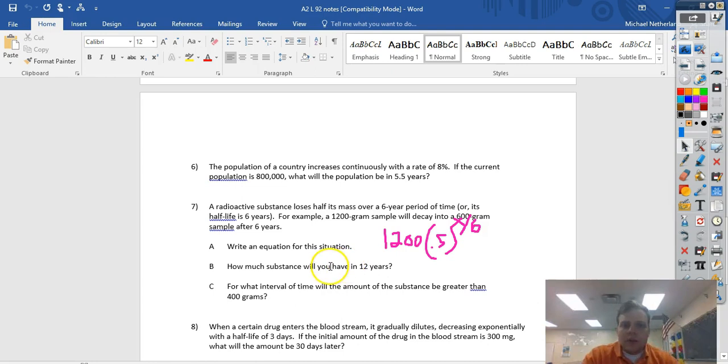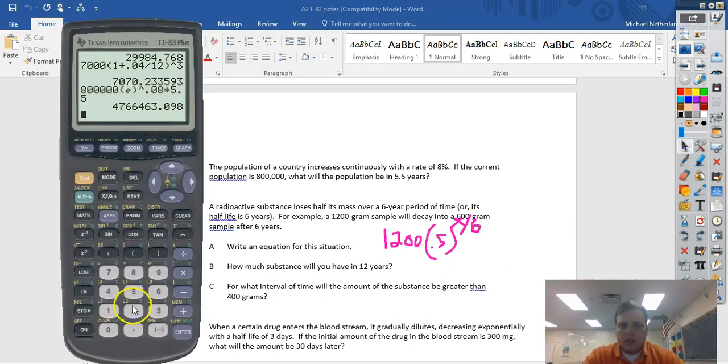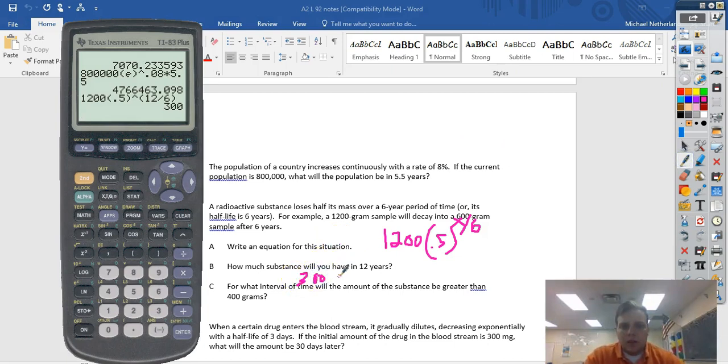Alright, how much substance will you have in 12 years? Okay, just plug in our 12 right there. Alright, so we can just simply say 1,200 times 0.5 raised to the, ooh, I messed that up, didn't I? 1,200 times 0.5 raised to the 12 divided by 6. Press enter, and we get 300. So, after 12 years, I will have 300 grams of this radioactive substance.